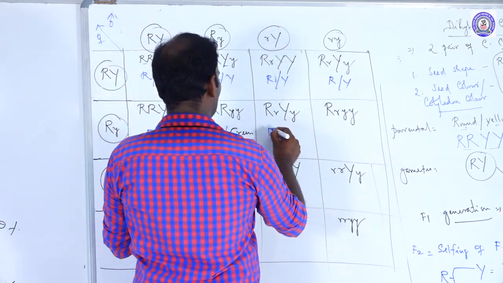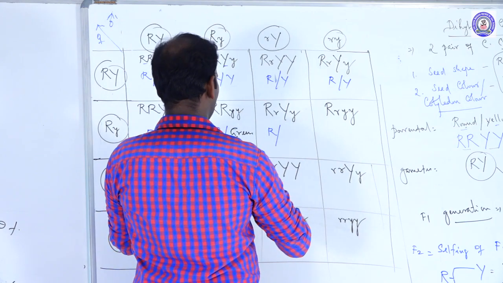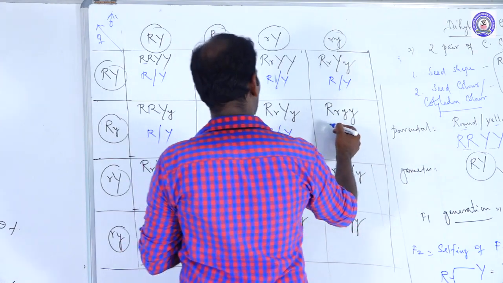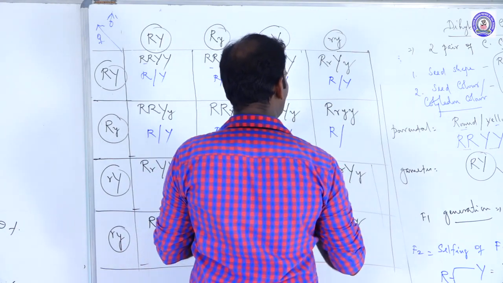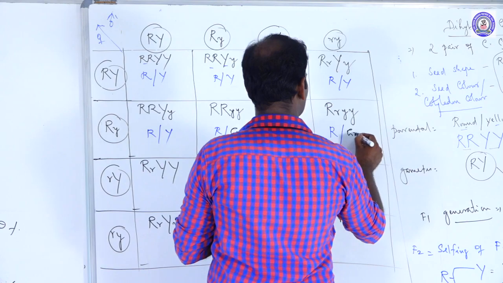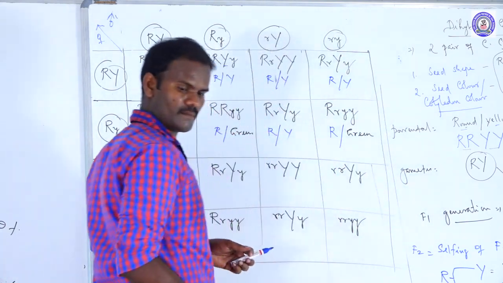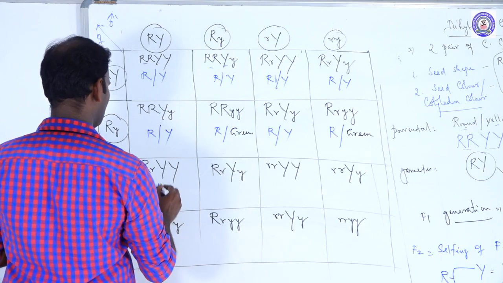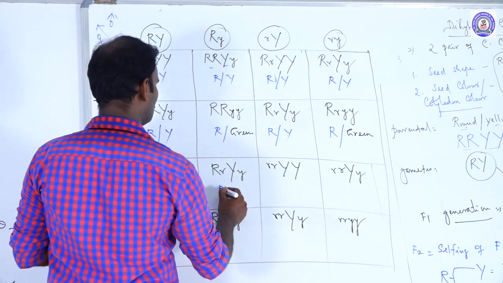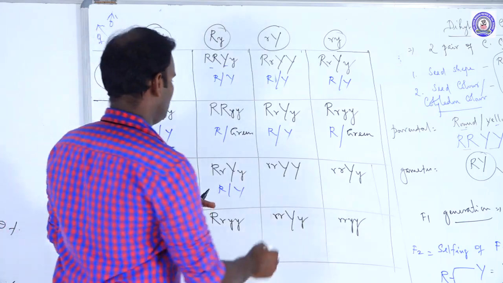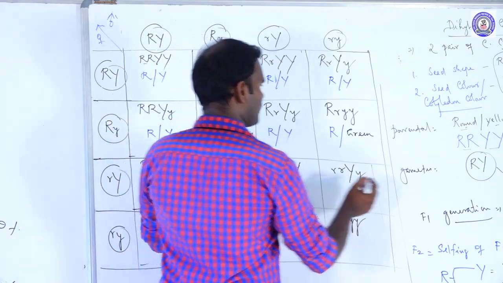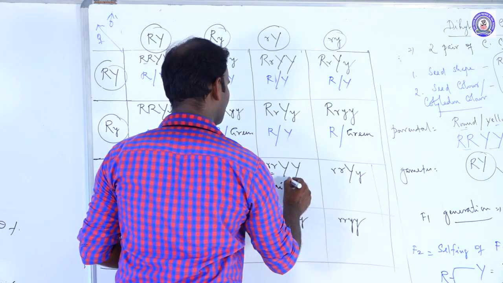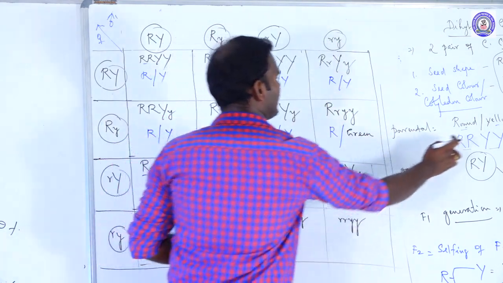Here also round and yellow. Capital Y, yellow. Here also round and small y, green. Here round, capital R, round and yellow. Here also round and yellow. Here small r is responsible for wrinkled. So wrinkled, capital Y, yellow.